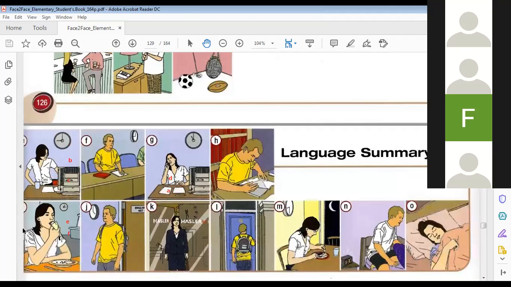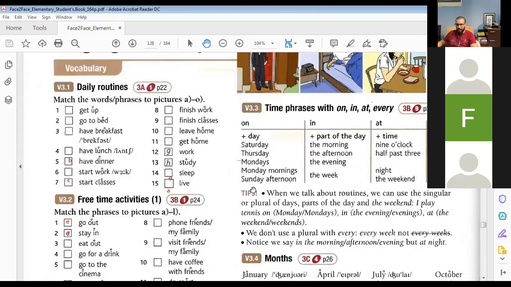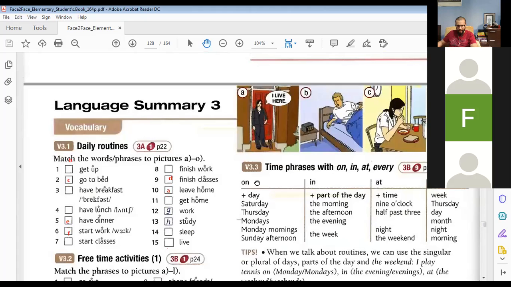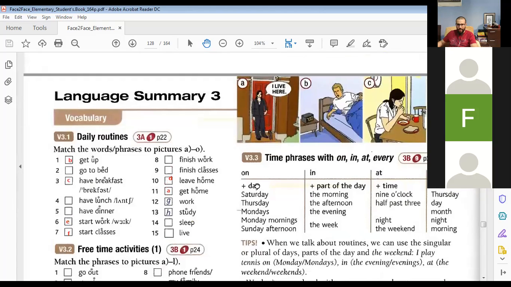H, I. What's I? Have lunch. Have lunch, maybe. What's the time here in I? Quarter past 1. Is it half or quarter? Quarter. It's 1:15, so maybe this is lunchtime, yeah? Yes. All right, so let's choose have lunch. Which letter was it? I think it was I.